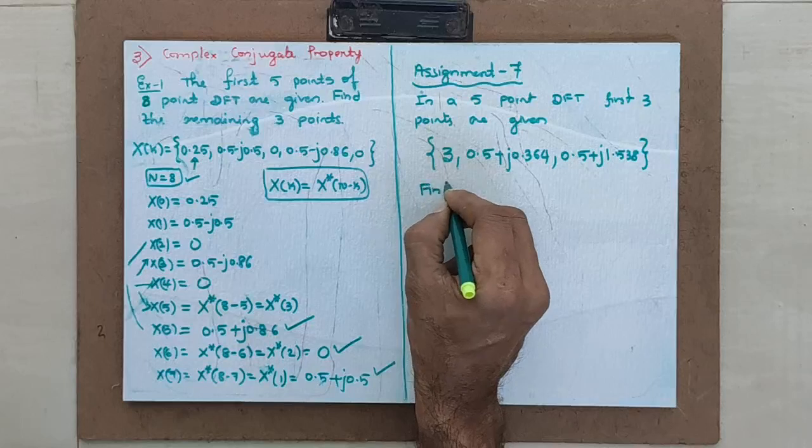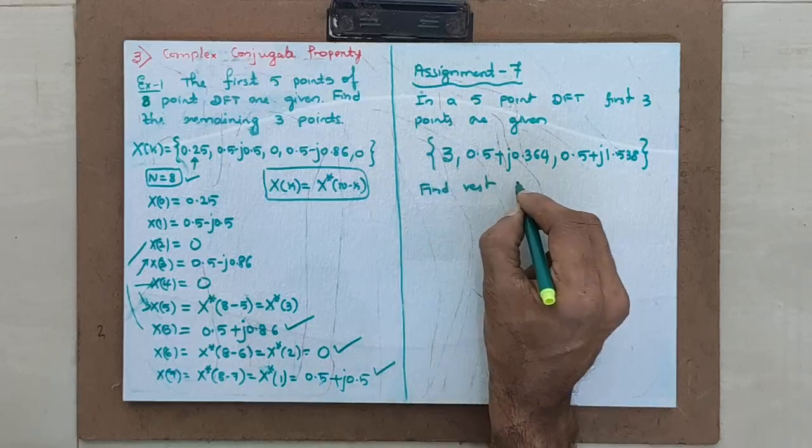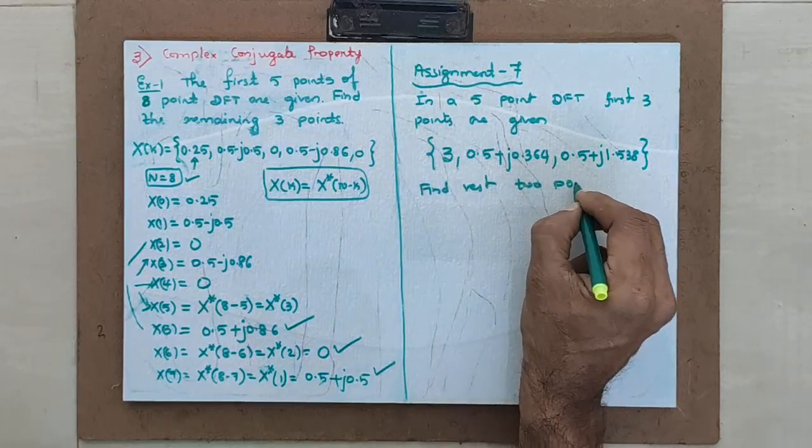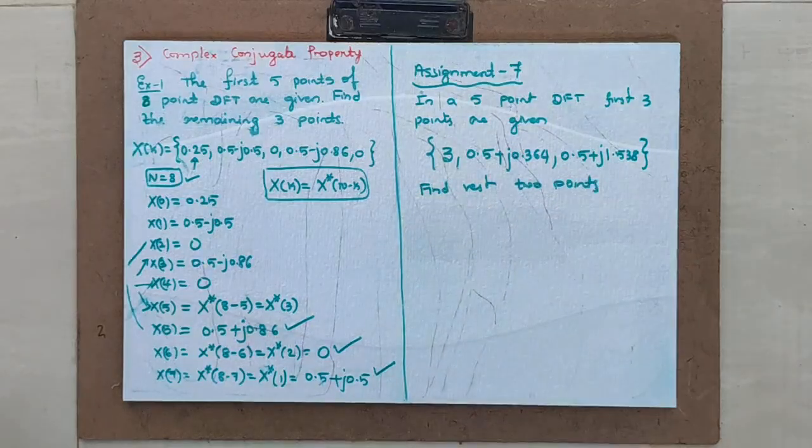First 3 points are given. Find the rest 2 points. Use the symmetry property. It's a simple task; you have to find that. Post me this assignment. It's actually a one-step answer.